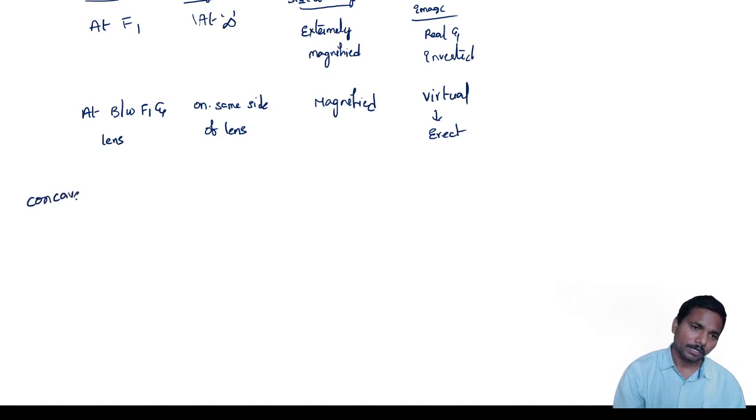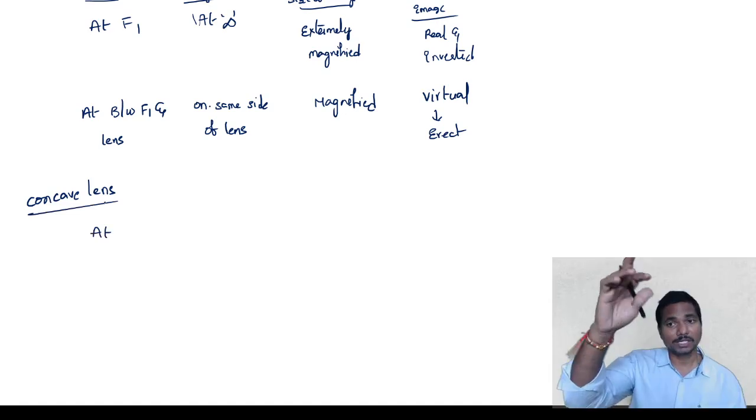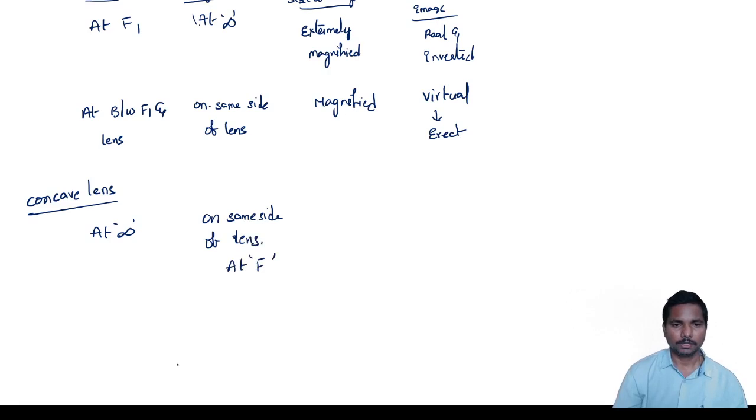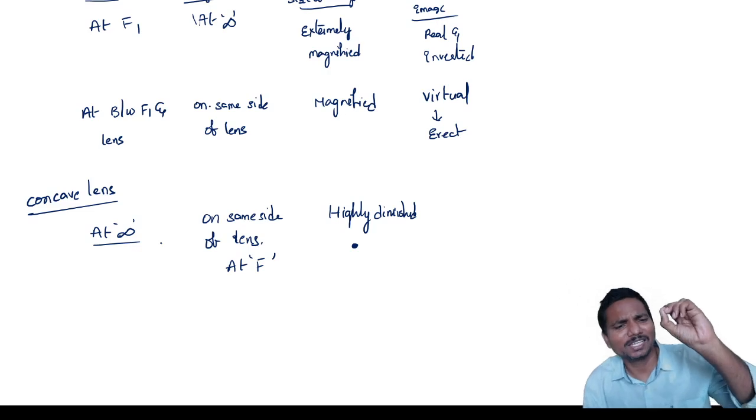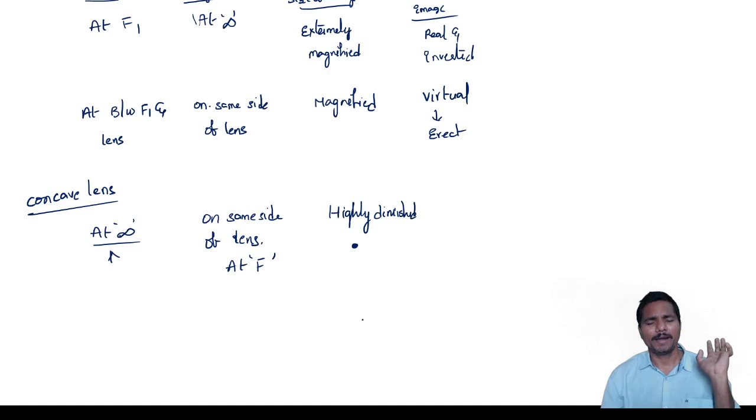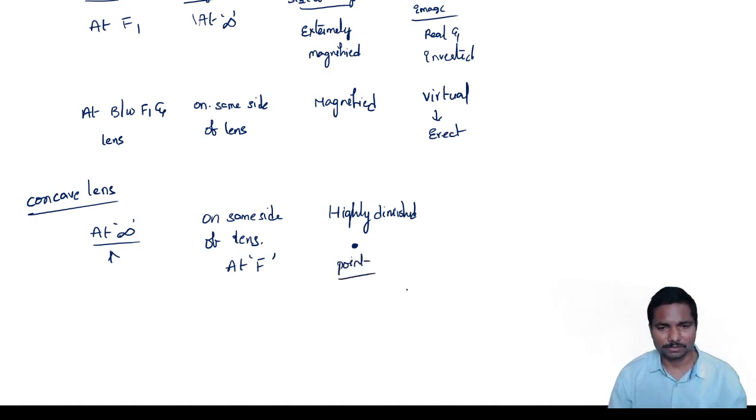Same, you can consider the concave lens. Here we have 2 chances only. Why? Because in the case of the convex lens also we have 2 choices. If you place the object at infinity, you will get the image on the same side of the lens, especially at the focus point. Here we get point size, highly diminished. Whether mirror, lens, concave or convex, at infinity the image is at the focus only and the size is point size. That is common for any type of question.